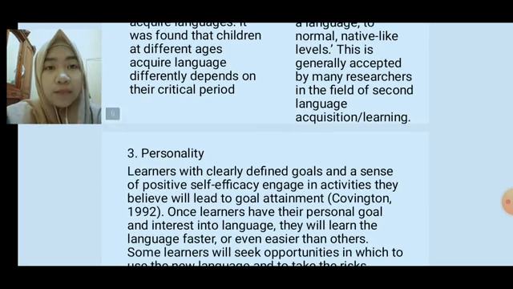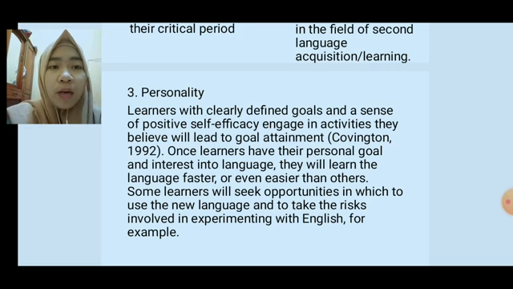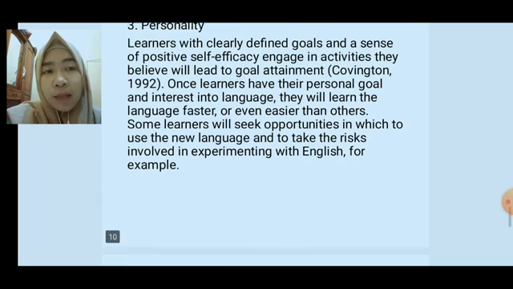And the next factor is personality. Learners with clearly defined goals and a sense of positive self-efficacy engage in activities they believe will lead to goal attainment (Covington, 1992). Once learners have their personal goals and interest in the language, they will learn the language faster or even more easily than others. Some learners will seek opportunities in which to use the new language and take the risks involved in experimenting with English, and that is an example.